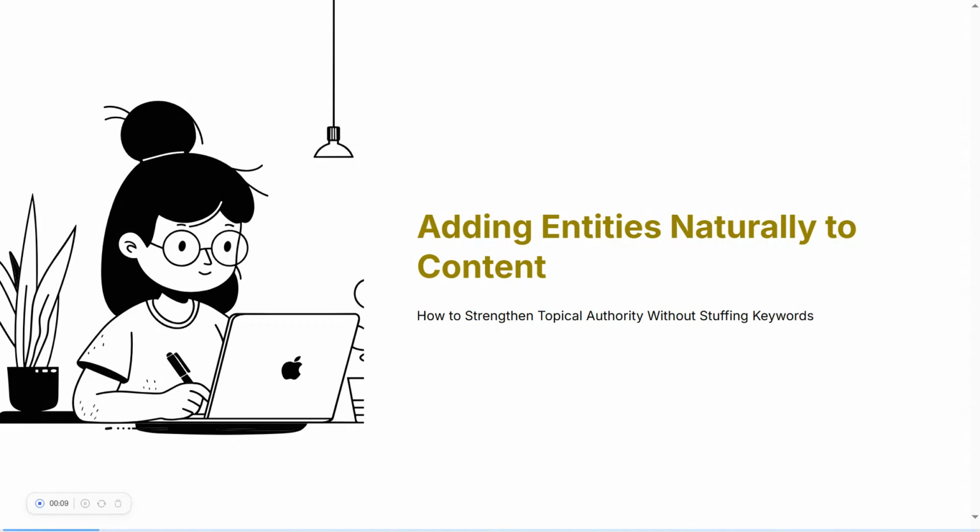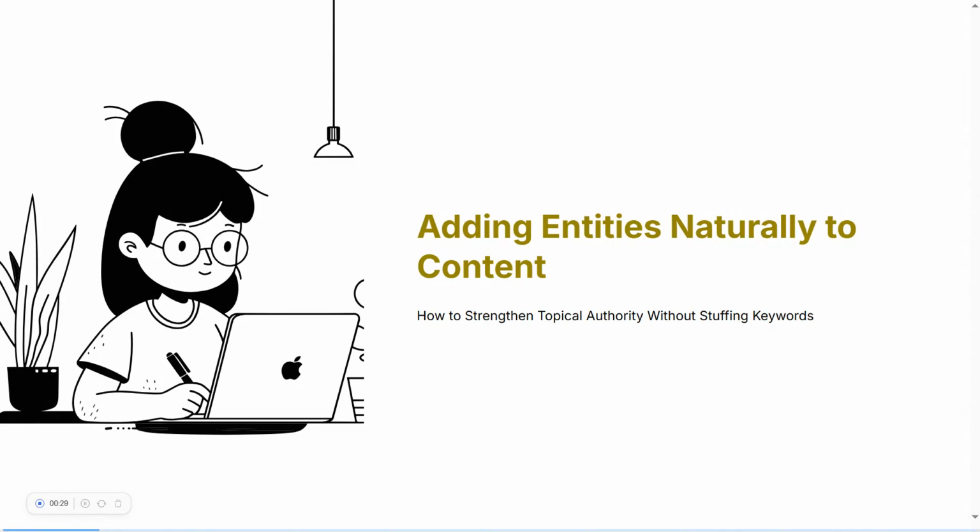In previous lessons, we talked about what entities are and how Google understands them. Now, the practical question is how do you actually add entities to a page naturally without turning your content into a keyword stuffed mess? Today, I'll show you the exact process.